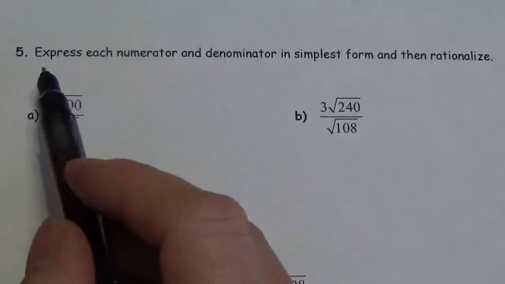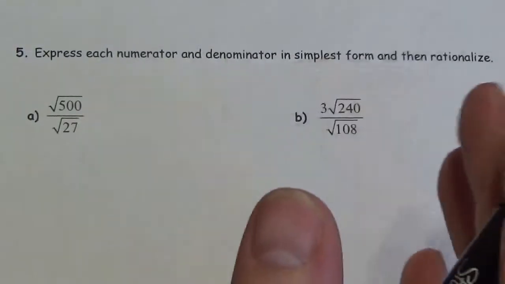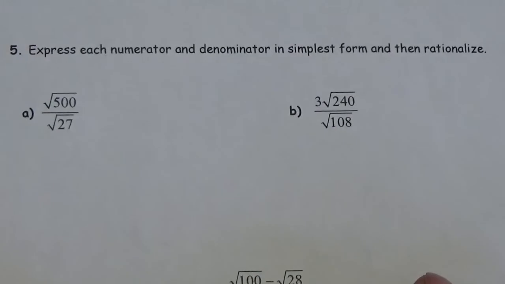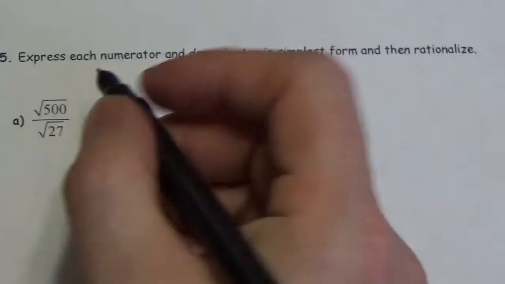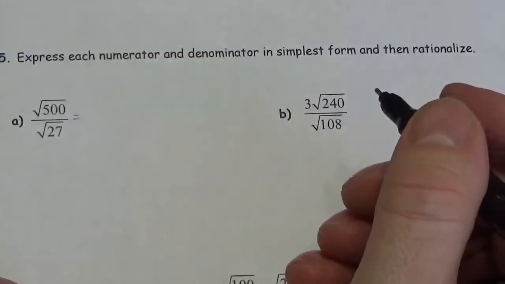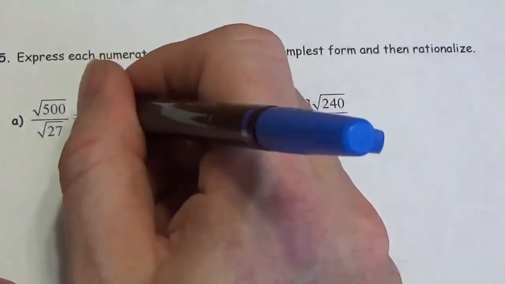Okay, for this example, we're told to express each numerator and denominator in simplest form and then rationalize, which is what I've been doing here. It's just that these questions are kind of going to bump that up a bit of a notch here. So to start off with, 500. I've got to simplify the root of 500.